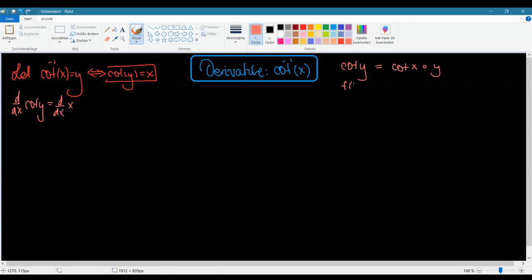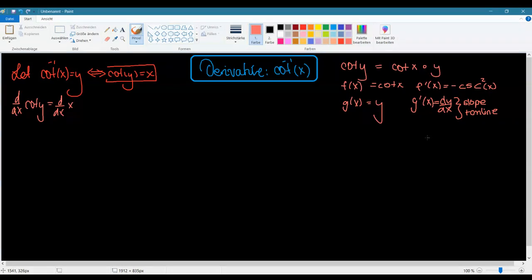So our outer function, f of x, in f and g notation, is cotangent x. And the derivative of cotangent x is negative cosecant x squared. And then the inner function, g of x, is y. And the derivative of that is dy by dx, which is our slope of the tangent line. That is what we're solving for. And that is not a division, mind you. That is the change in y over the change in x.